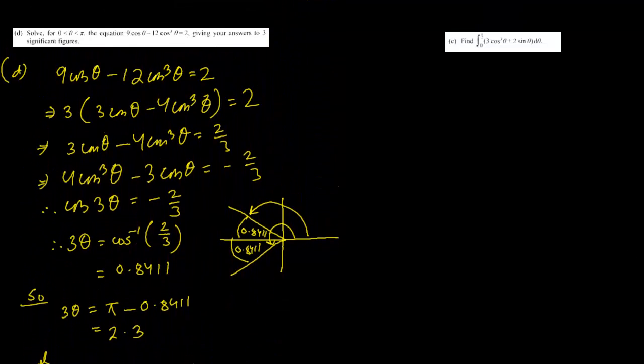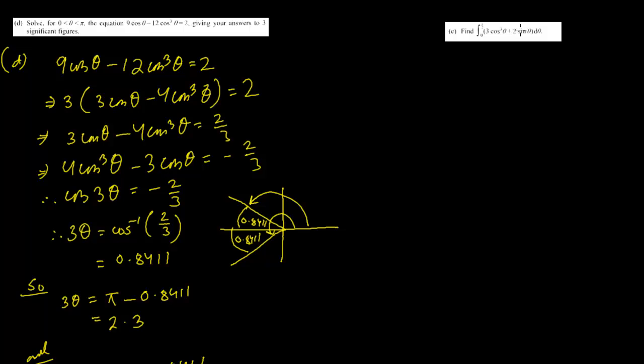We have one more here. We have to integrate this. So obviously we cannot integrate cos cubed. Let me remind you, the derivative of cos x is minus sin x. So the integral is the opposite of differentiation. So the integral of sin x is minus cos x. So let me write this down here.